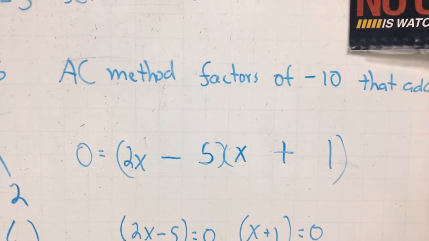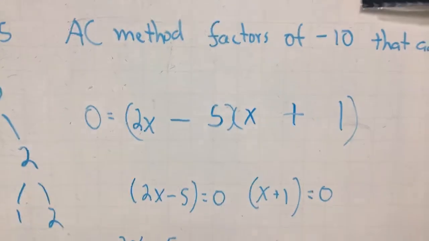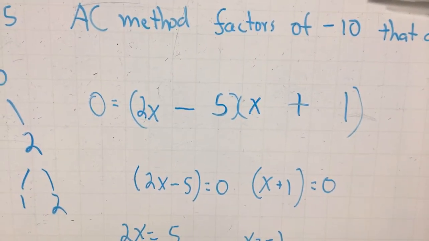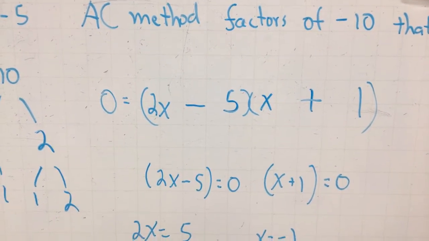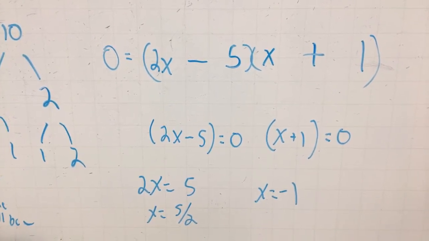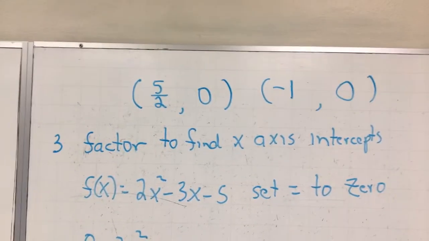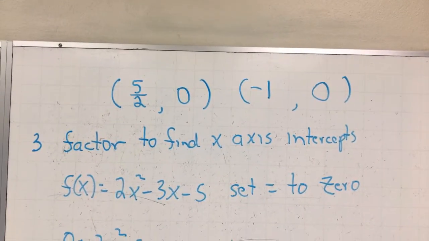Now please, you can FOIL this out and check it to make sure you're right. We're right. Now, take each individual factor, set it equal to 0, and solve. So x is equal to 5 halves, and x is equal to negative 1. So what do my x-axis intercepts look like? They look like that, okay?